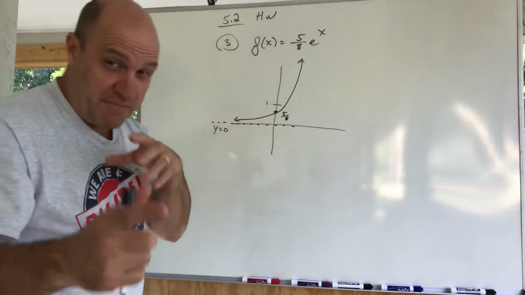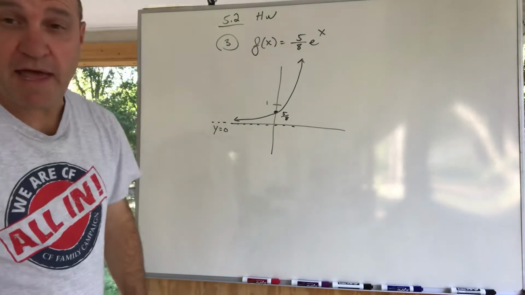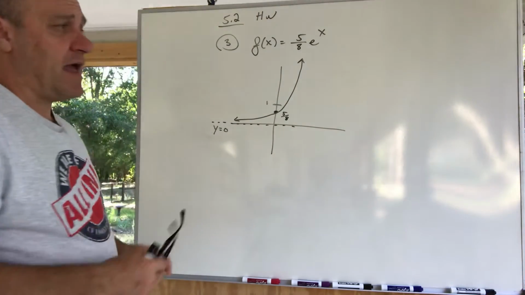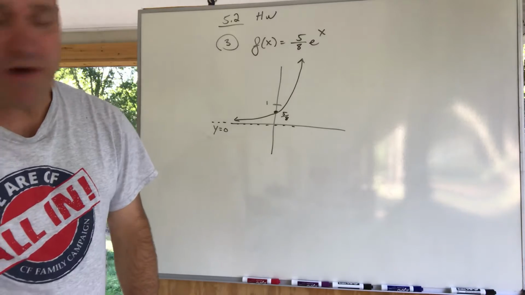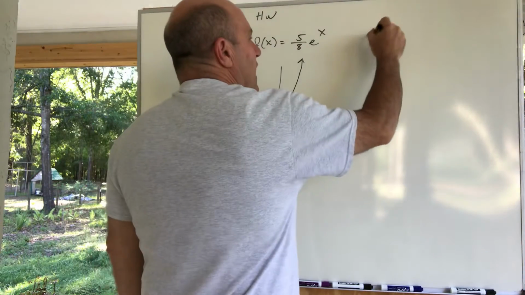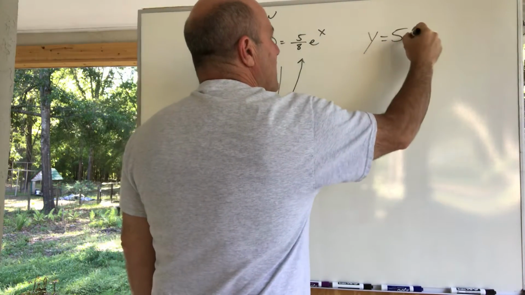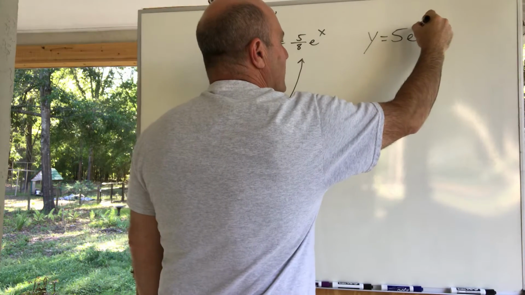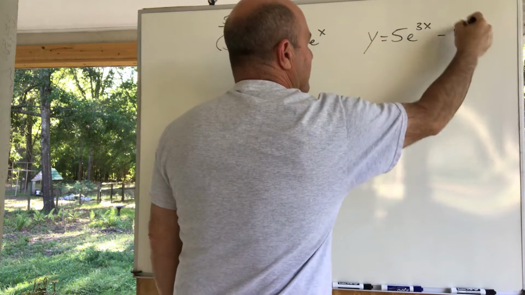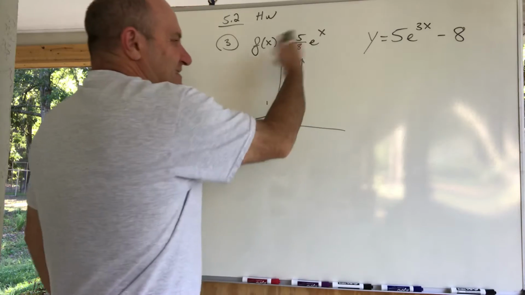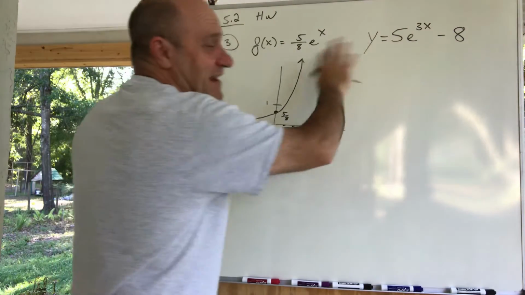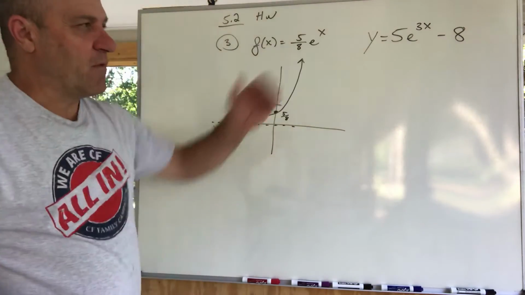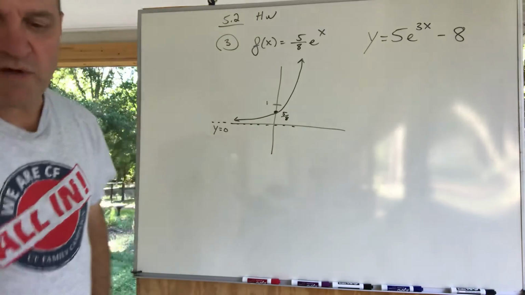There's a Smith quiz out there. It's due in a few days. It's on Canvas, and it's got a little better version of this question. It's something like this: y equals 5e to the 3x minus 8. Anyway, I just made up a different one, but this is more like a Smith question.